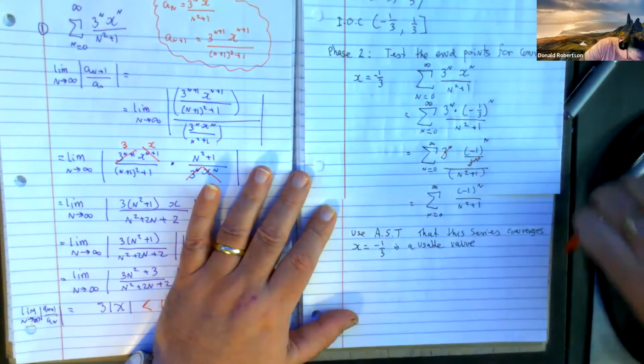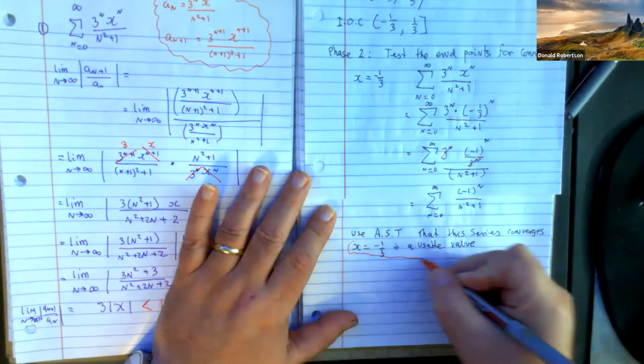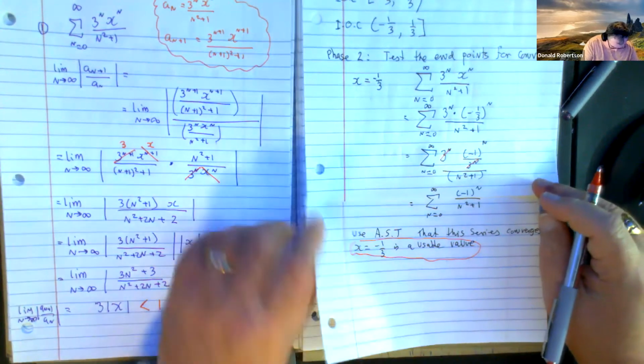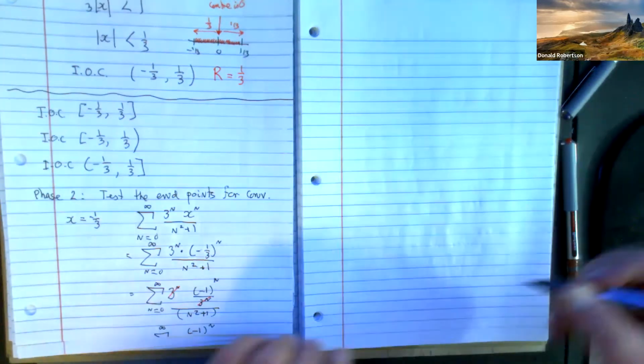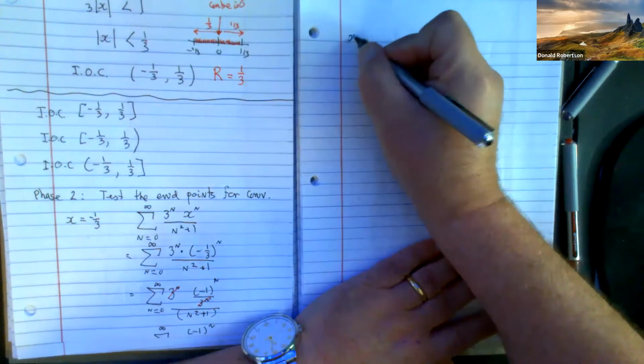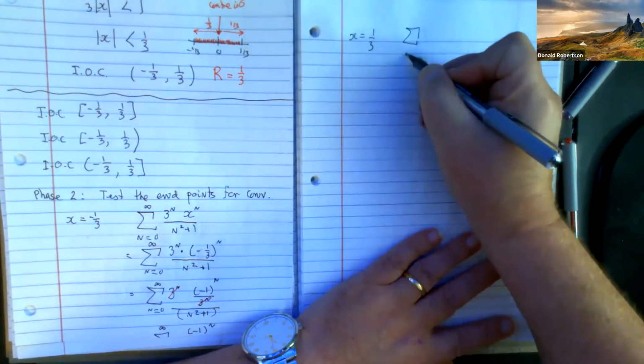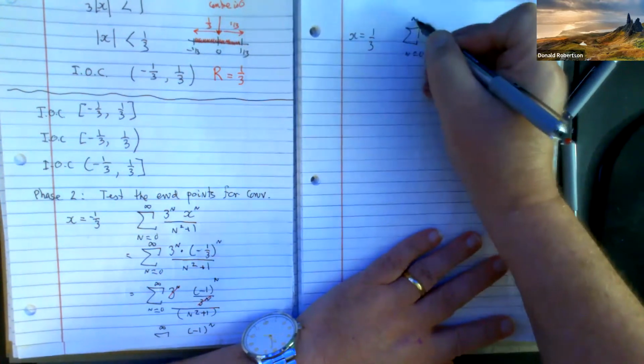And I'll put a little circle around that to remind me. Now we'll return and we'll test the other point, which is 1/3. And the power series that we're going to test it on is the original one.